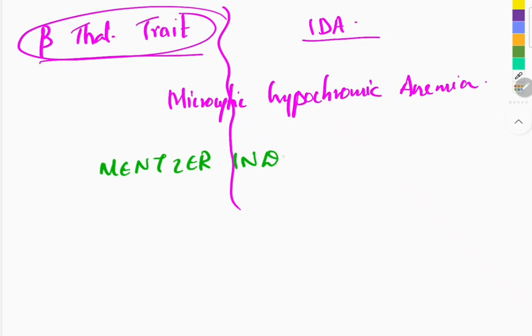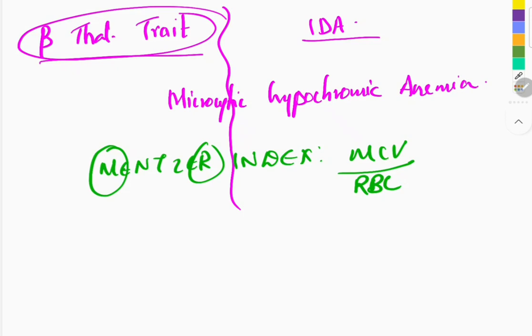Now how do you calculate Mentzer's index, guys? Basically it is MCV by RBC count. MCV by RBC count. And if it is more than 13, it is iron deficiency anemia. And if it is less than 13, it is thalassemia.